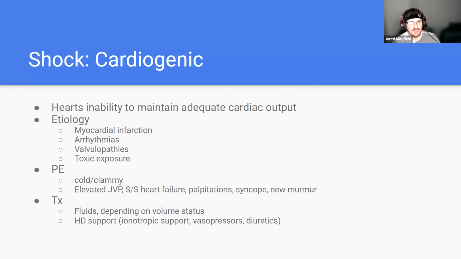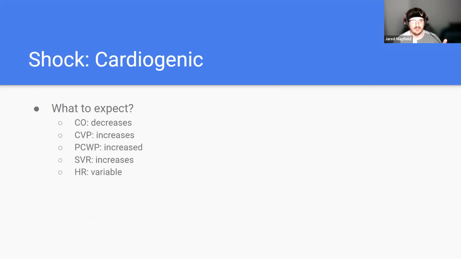Cardiogenic shock's treatment in general is fluids, after you do a fluid challenge, assessing volume status. And then, of course, hemodynamic support by way of inotropes or vasopressors, and diuretics as well. And the parameters here are obviously the cardiac output decreases, but everything backed up has to increase as well. So pulmonary capillary wedge pressure and the CVP both increase. SVR increases because cardiac output goes down. And the heart rate here can be a bit variable depending on what's causing the shock. So just keep that in mind. It may not always be up, it can be normal or down. It can be variable.